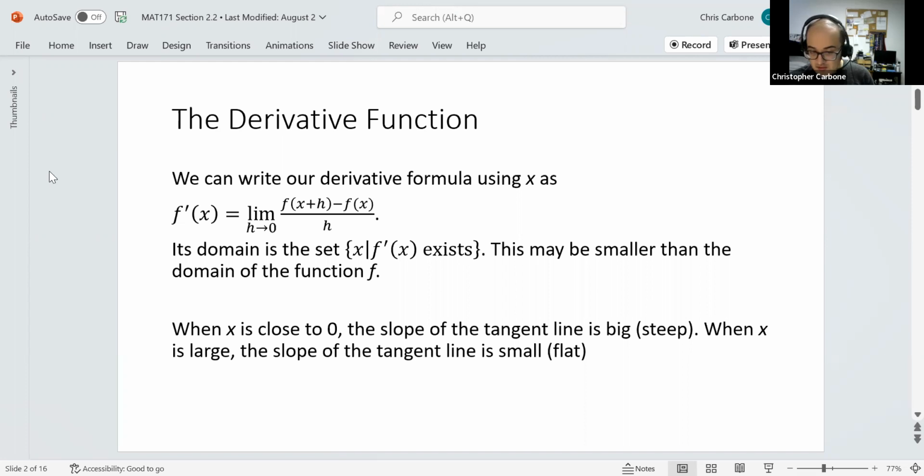When x is close to 0, the slope of the tangent line is large or steep. When x is large, the slope of the tangent line is small or flat, depending, of course, on what numbers we are referencing for that.